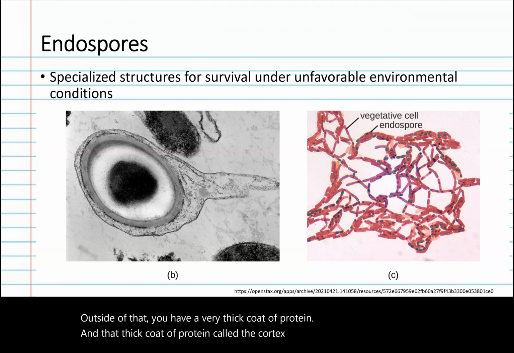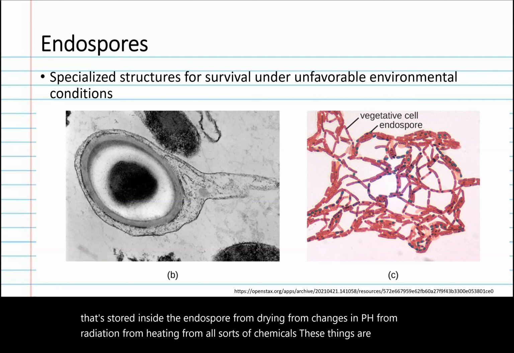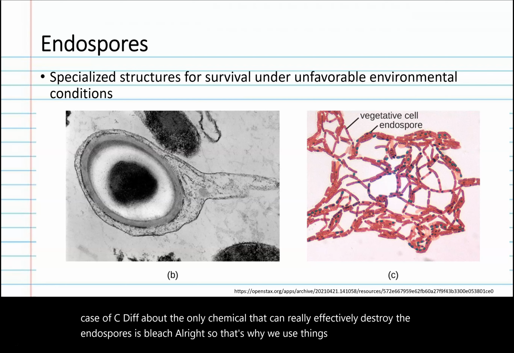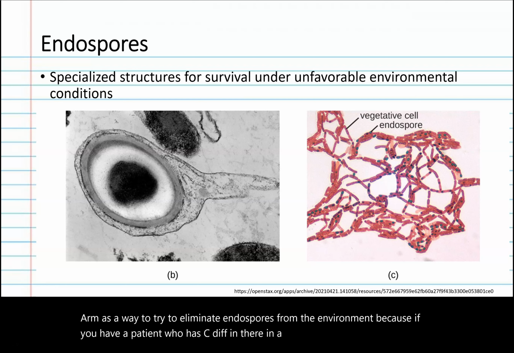That protects the information that's stored inside the endospore from drying, from changes in pH, from radiation, from heating, from all sorts of chemicals. These things are tough. In the case of C. diff, about the only chemical that can really effectively destroy the endospores is bleach. All right, so that's why we use things like bleach wipes in hospitals as a way to try to eliminate endospores from the environment. Because if you have a patient who has C. diff and they're in a hospital room, they may release the endospores.